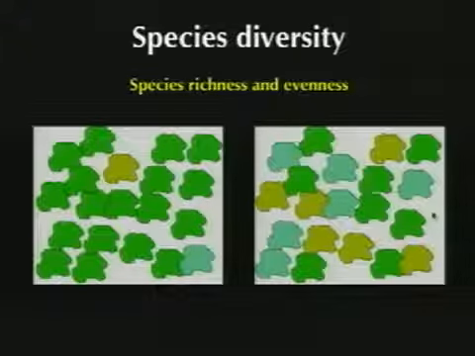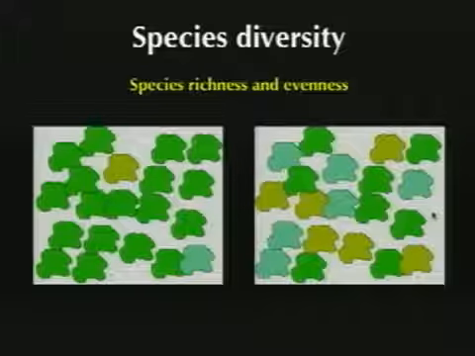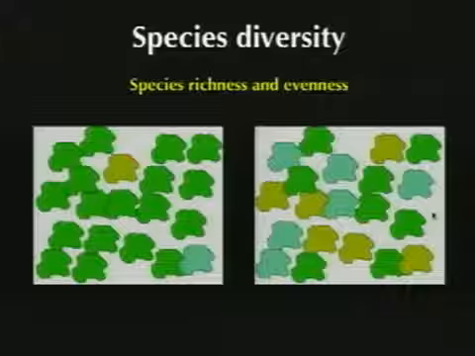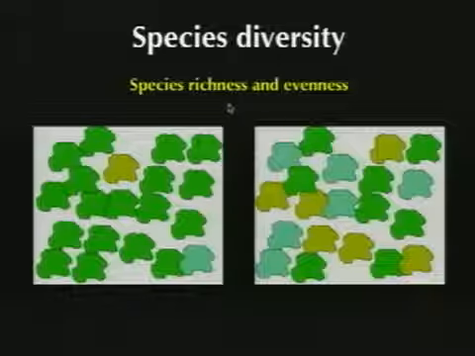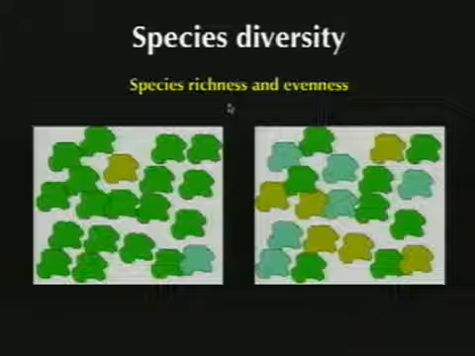And this one has the same 3 species, but they're more evenly distributed in terms of their relative abundance. And you intuitively see that equals greater diversity. So species richness we'll just define as the total number of species in a community. Species evenness captures the relative abundance of individuals of these different species.